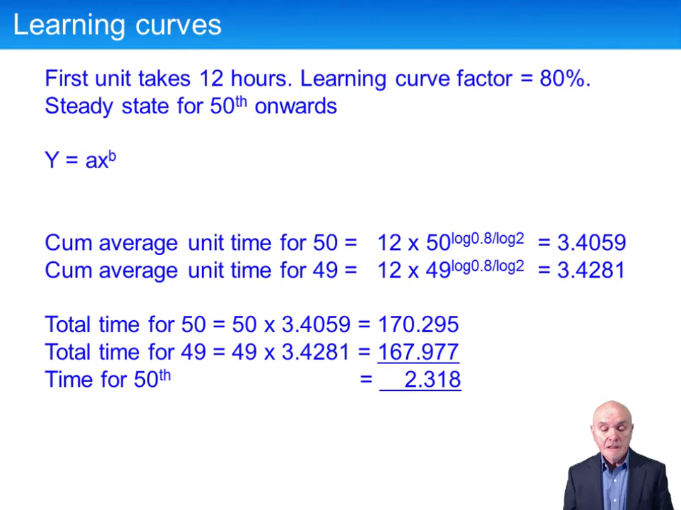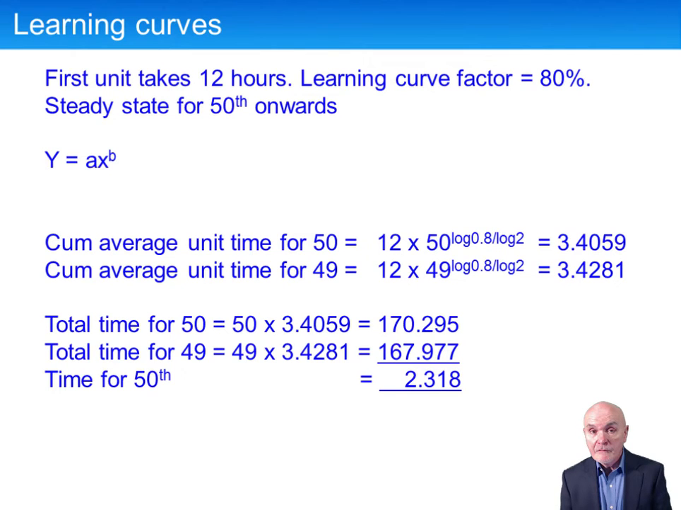Y, that is the cumulative average unit time. A is the time for the first unit of the first batch. X is how many units you've produced cumulatively. And the B is the log of the learning curve factor over log of 2.